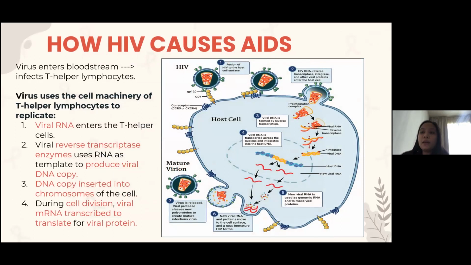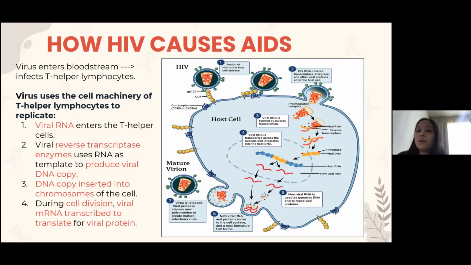So how does HIV cause AIDS exactly? First, the HIV virus will have to enter the internal environment of our body, which includes the blood, lymph, and interstitial fluid, and from there it infects the T helper lymphocytes. The virus uses the cell machinery of the T helper lymphocytes to replicate. As you can see in number 1, the viral RNA binds to this glycoprotein known as CD4, which is also a co-receptor, and it enters the T helper lymphocytes through endocytosis, as you can see in number 2.